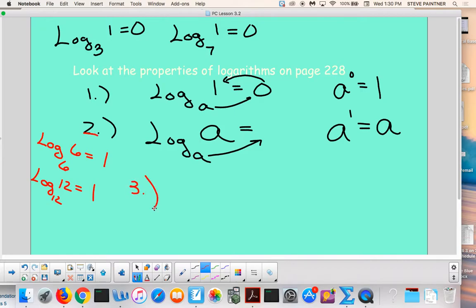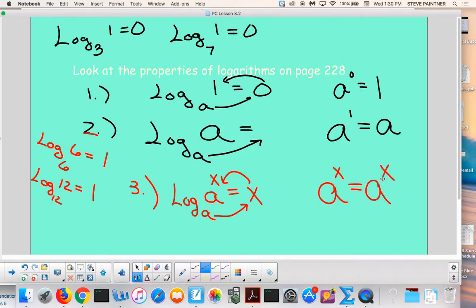Here we go. Log base A of A to the x looks the same, doesn't it? But A is raised to the x. What's the answer? X. So you're telling me if I do this, A to the x, right? You're telling me put an x here. A to the x right here equals A to the x. Is that true?